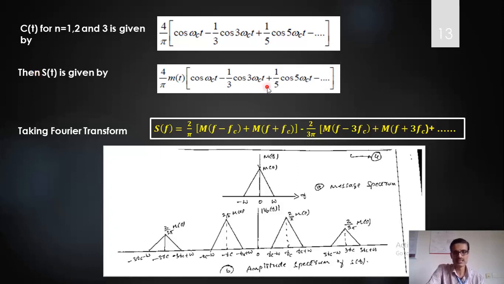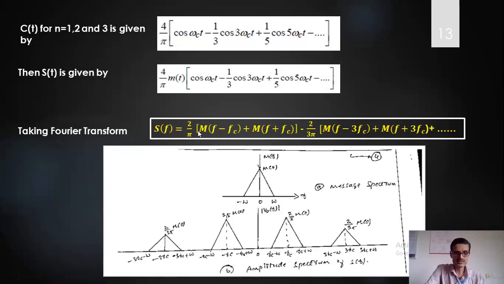Now I will consider only the first part and the second part, and I will not consider the 1 by 5 cos of 5 omega ct term in my equation. So I take a Fourier transform of this and go to the frequency domain. It is 4 by pi m of t cos omega ct minus 4 by 3 pi m of t cos 3 omega ct. I said I will not consider this particular term. When I take the Fourier transform, the spectrum of m of t will be shifted by fc for the first component, and by 3 fc for this particular component.